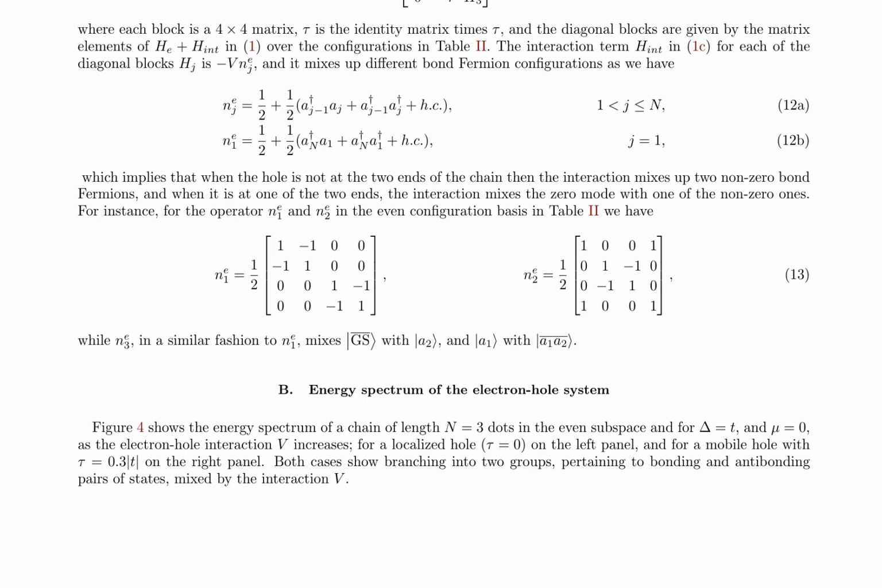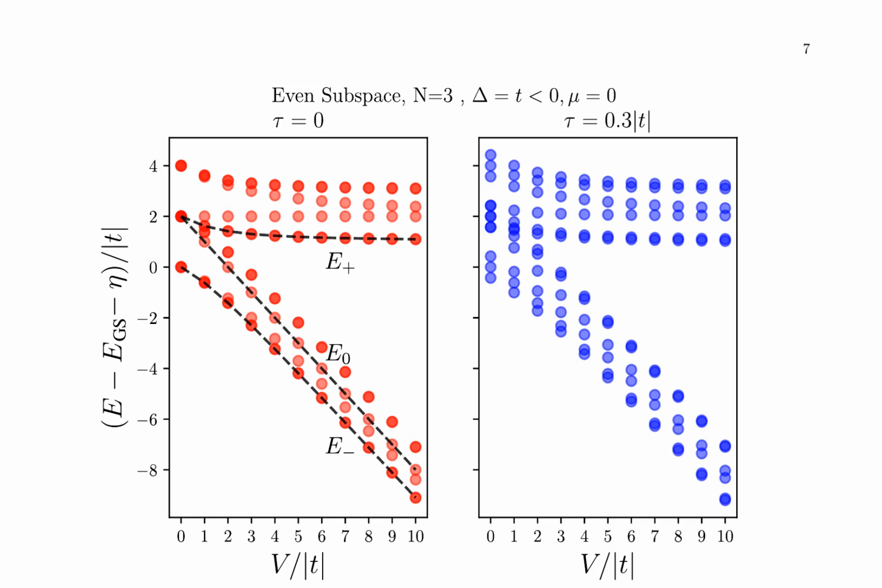The energy spectrum of the electron-hole system shows a branching into two groups for bonding and antibonding pairs of states as the electron-hole interaction increases. The energy spectra of the full Hamiltonian with one hole in the even subspace are illustrated as a function of electron-hole interaction V, for n equals 3 dots, with increment equals t and mu equals 0.